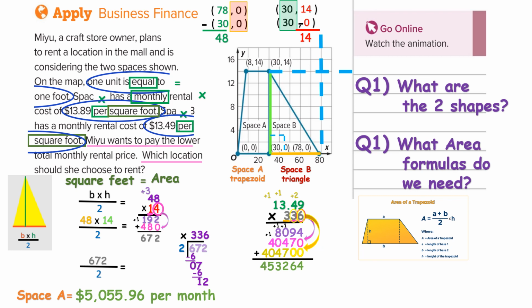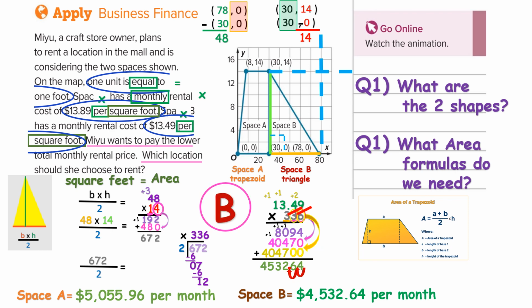A lot of work. So multiplying by decimals, there are 2 decimal spaces, which means I have to move my decimal point from right to left. So when I look at space B, then I see that per month I'm being charged $4,532.64. So now the question once again is, which location should she choose if she wants to pay the lowest amount? And the answer, with all of that work and like 25 minutes of work, is simply B.